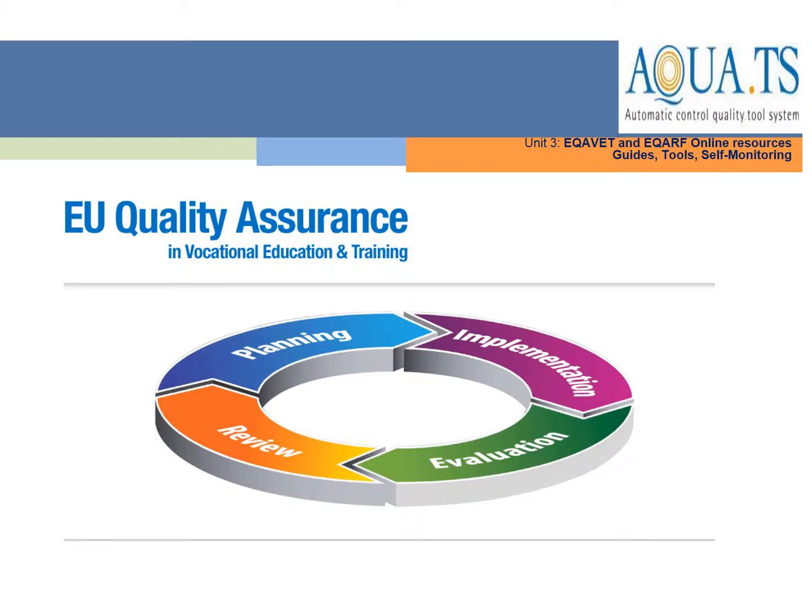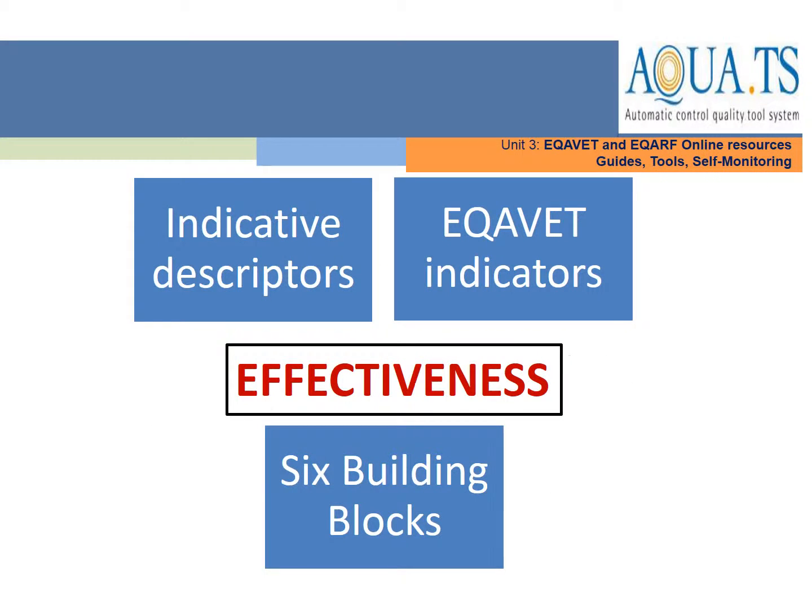Developing a quality assurance approach is complex and takes time. The 4 stages of the quality assurance cycle shown here are interrelated and need to be addressed together. However, those VET providers looking at the planning stage need to consider: the indicative descriptors can help VET providers to consider their approach to quality assurance and gauge how much progress has been made.